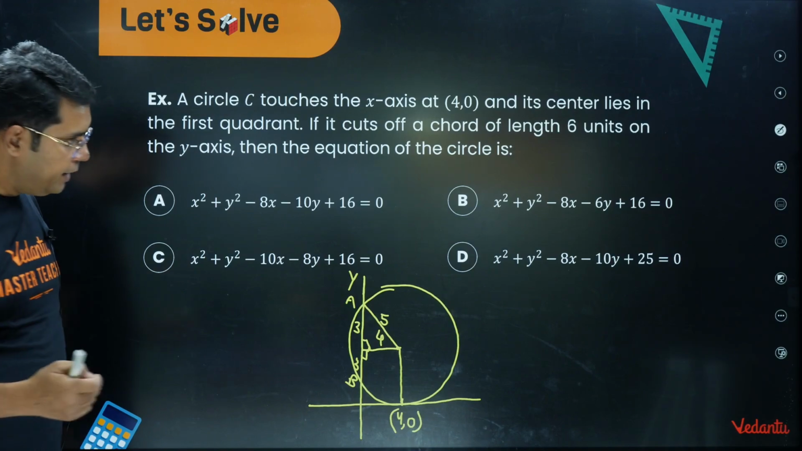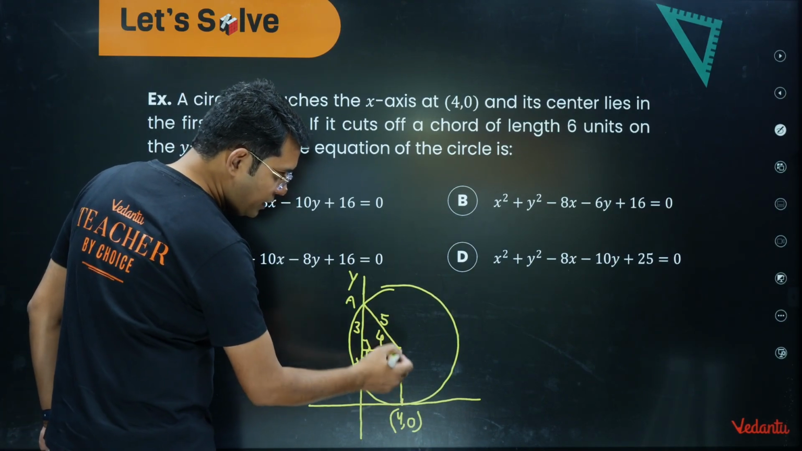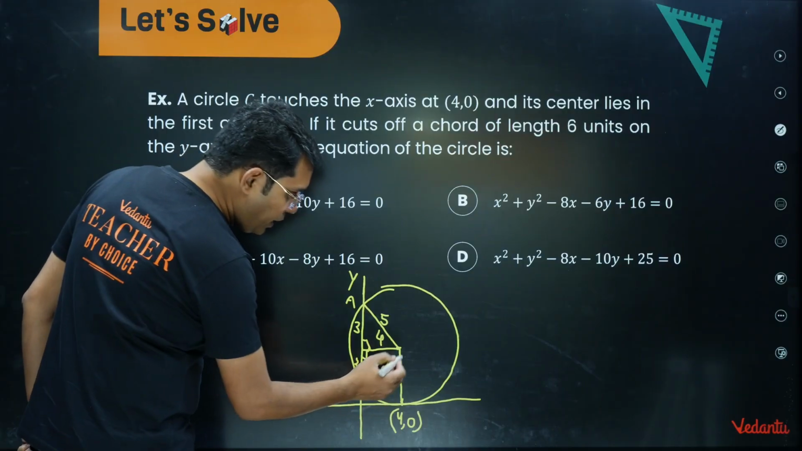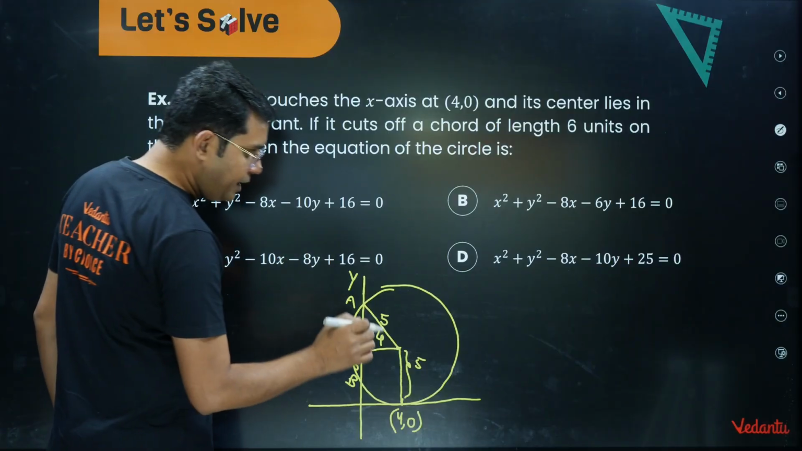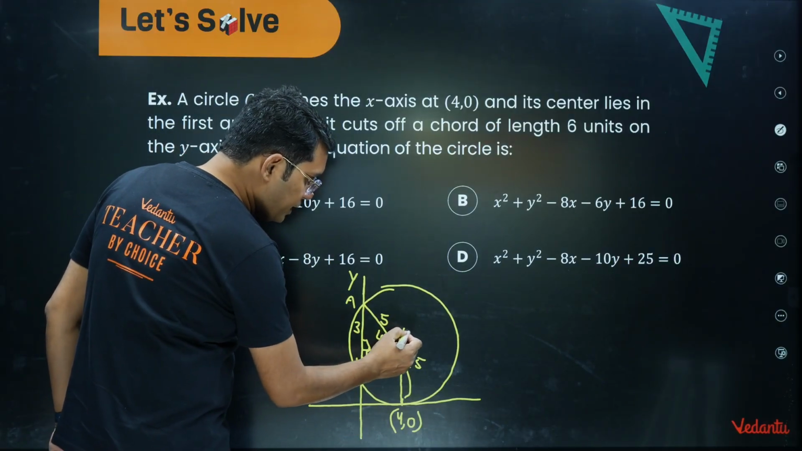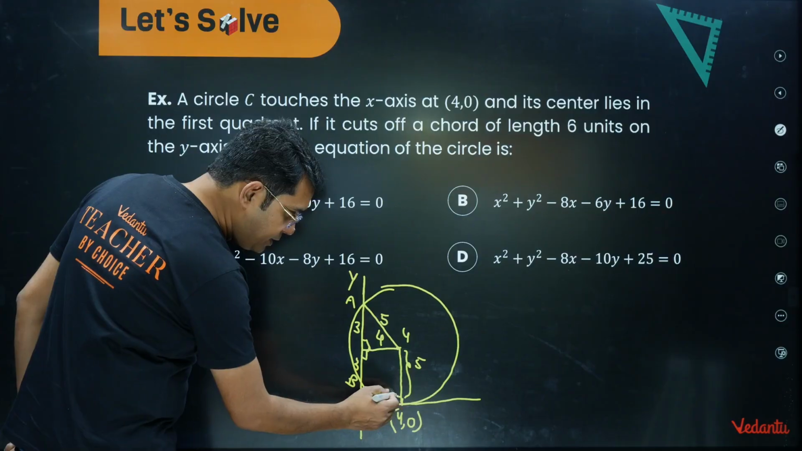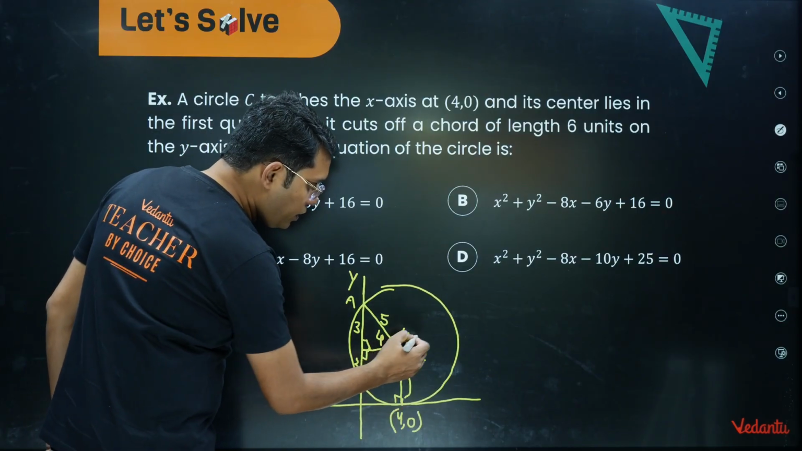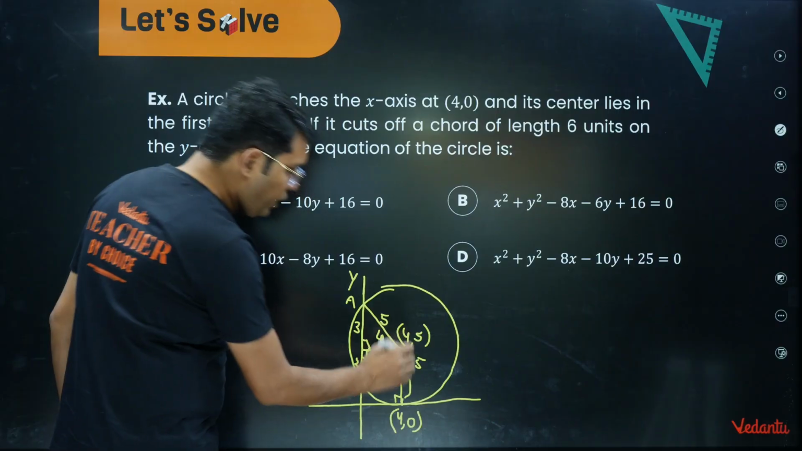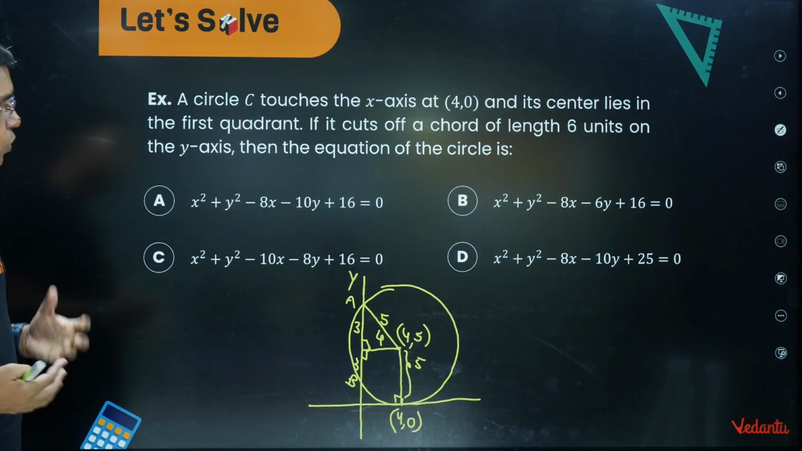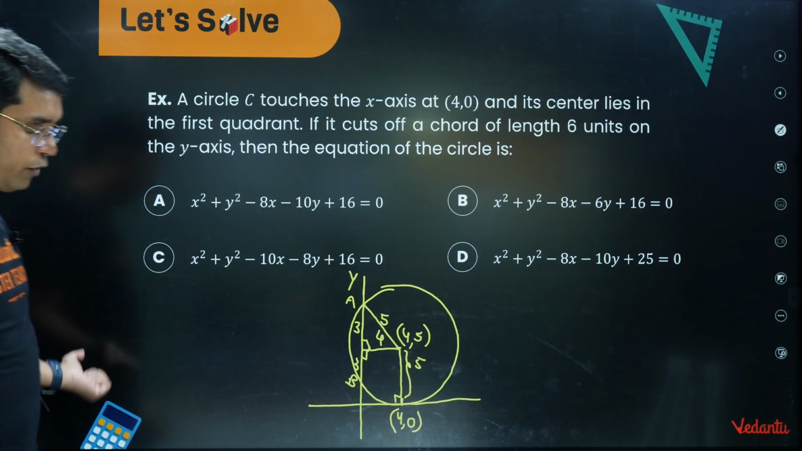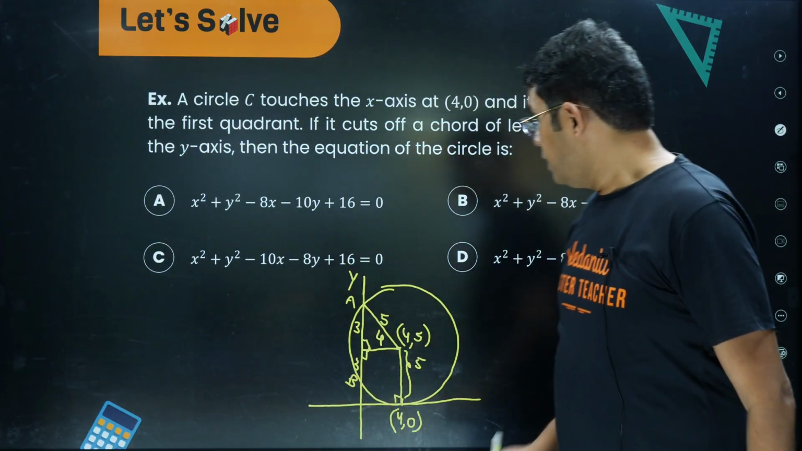Now if we know the radius, the y coordinate of this center, or you can say the distance from this to this, has to be 5. So we know the center now completely. The x coordinate is 4 because it was a tangent. This angle is 90. The x coordinate is 4 and the y coordinate is 5. So this is how you can find the center directly. Now you know the center, you know the radius, you can find the answer.